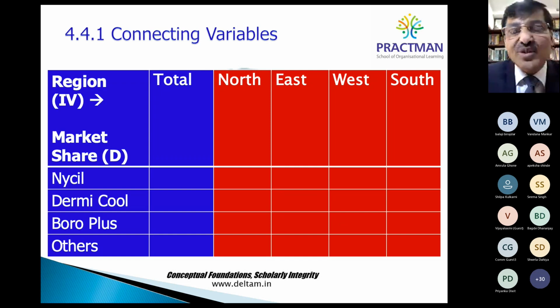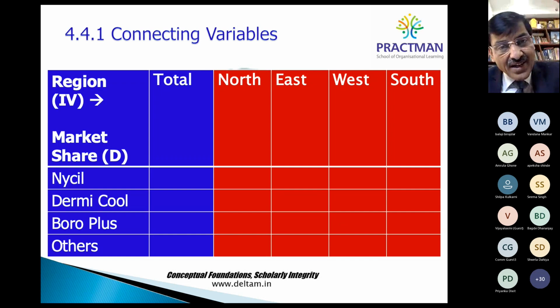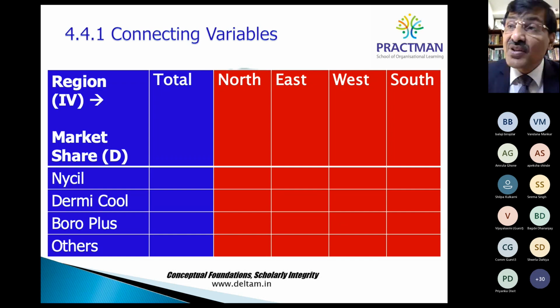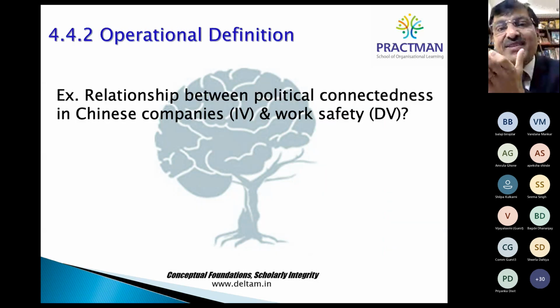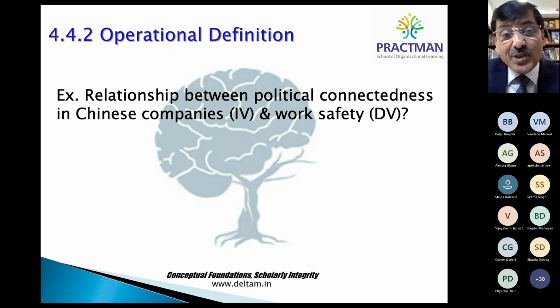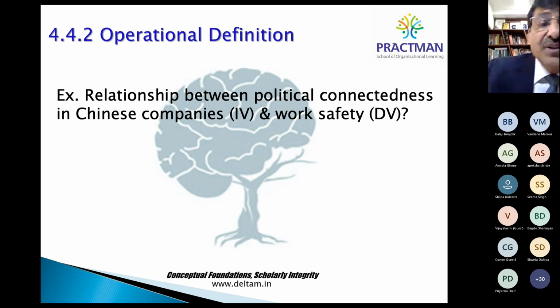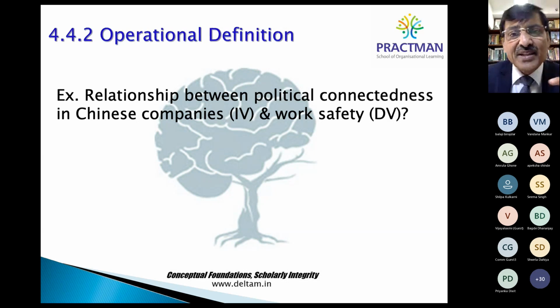So the region becomes the independent variable and the market share becomes the dependent variable. All this needs to be thought of: how you are going to analyze the data in the research problem formulation phase itself.